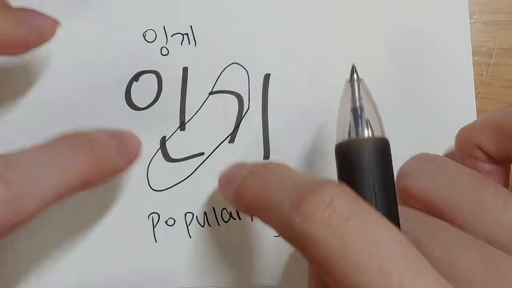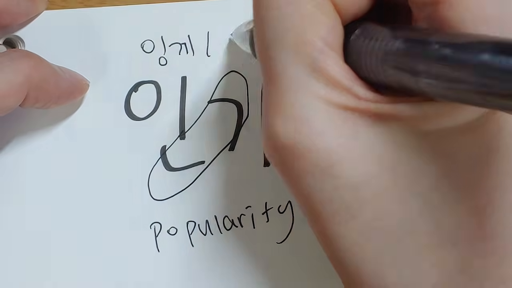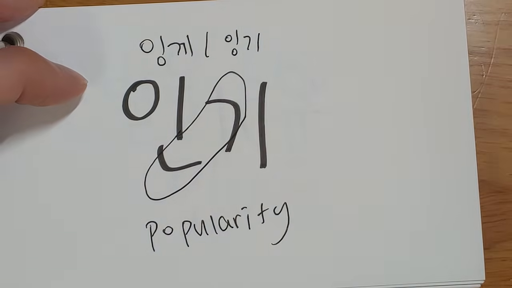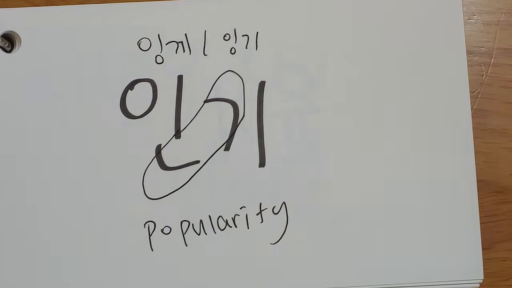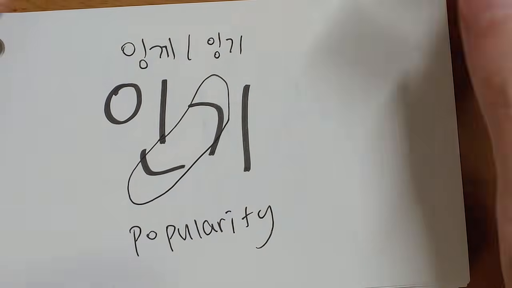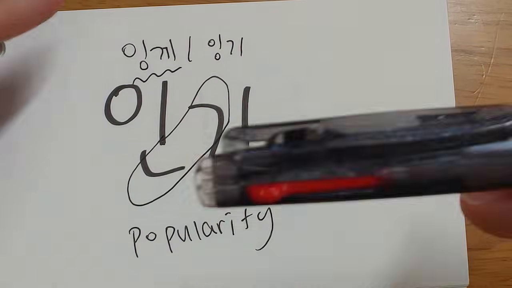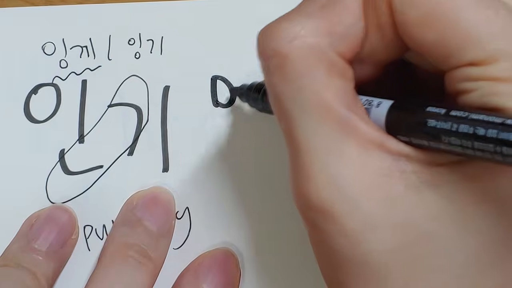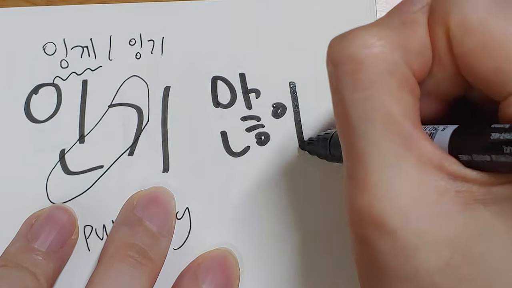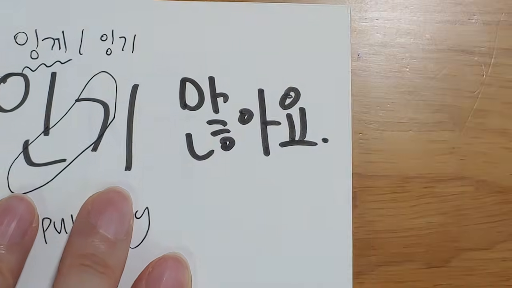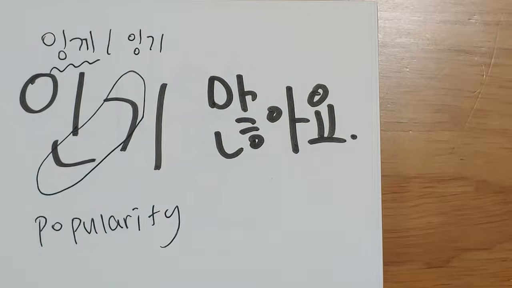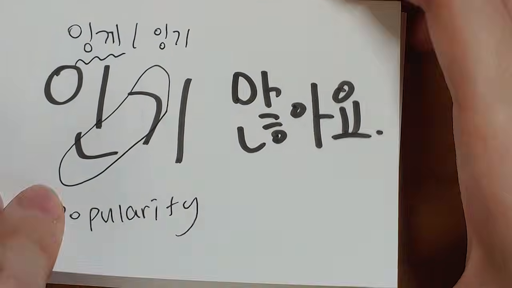This specific word is pronounced 인기. And if you pronounce it the other way, not many native speakers will understand. So you have to pronounce it properly and say 인기, popularity. And if you say 인기 많아요, you mean that something or someone is very popular. 인기 많아요, popular.